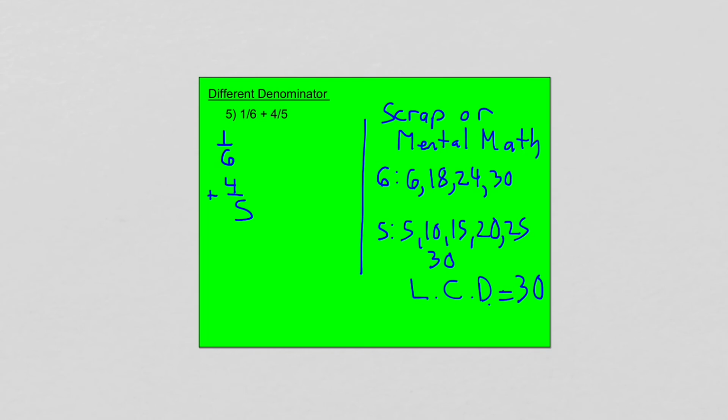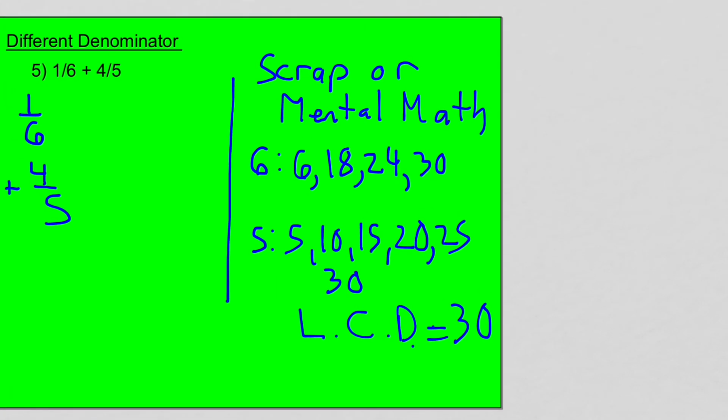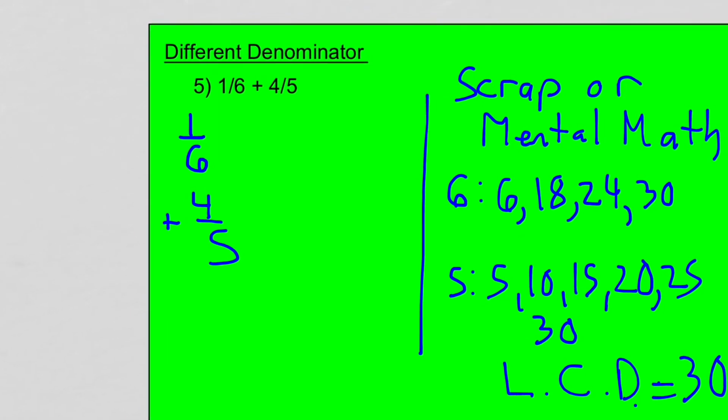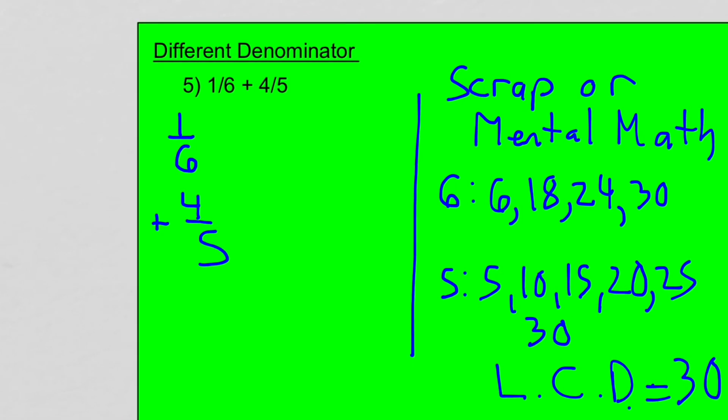So if they can do this part mentally, awesome. I would prefer they did. I don't need to see that work. But what I want to see is this. I want them to take that lowest common denominator of 30, and we're going to create equivalent fractions with that lowest common denominator.